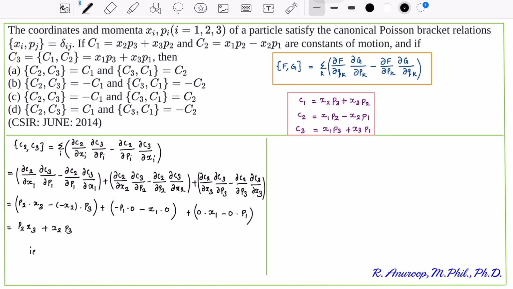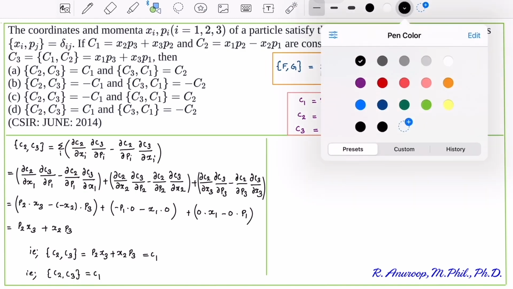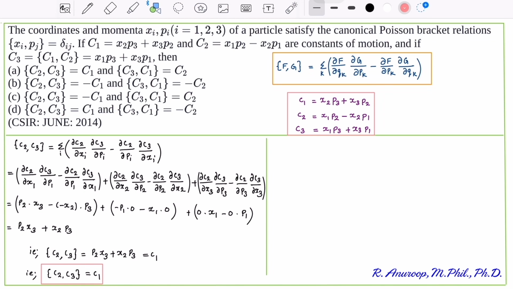That is, the Poisson bracket of c2 and c3 is equal to p2 x3 plus x2 p3. Now we have p2 x3 plus x2 p3 is c1. Therefore, the Poisson bracket of c2 and c3 is c1. Therefore, we have the first result. The Poisson bracket of c2 and c3 is c1. In the same way, let us find out the Poisson bracket of c3 and c1.